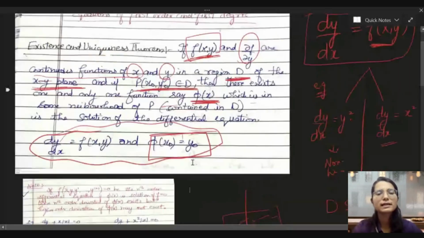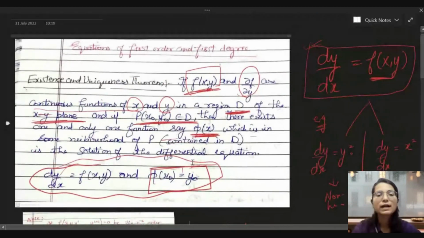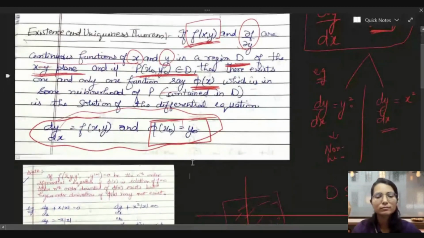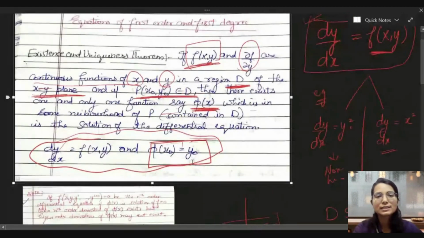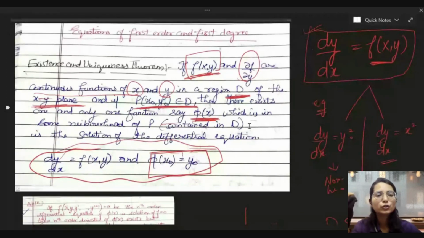Okay, let me cover that later because that example is going to take a bit of time. So let me cover that after I'm done with my autonomous section for this lecture. But what I'm telling you is that this condition is sufficient, but it is not necessary for a differential equation to have a unique solution. So you need to keep that in mind.